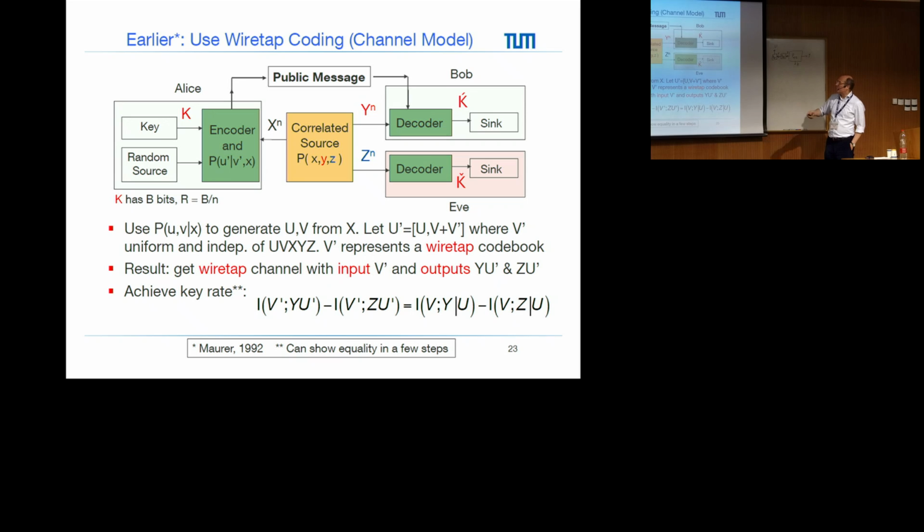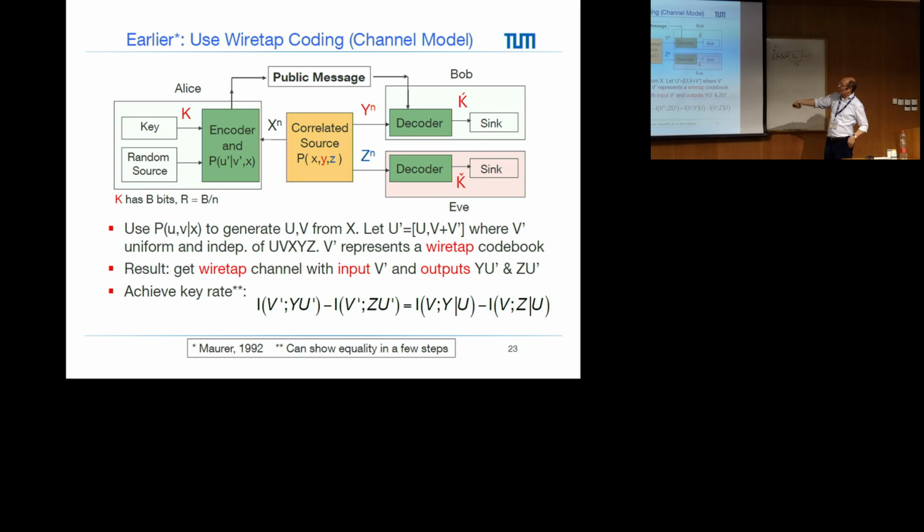So what he did is he did the following. He said, well, I'll take the X, and instead of generating a key from the X, I will try to transmit a key to Bob. So this is a so-called chosen key model rather than a generated key model. So here, Alice is taking the liberty to create her own key rather than generating it from X. Okay, so V primed is going to be uniform and independent of everything else.